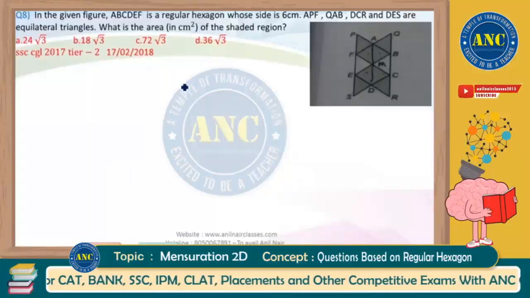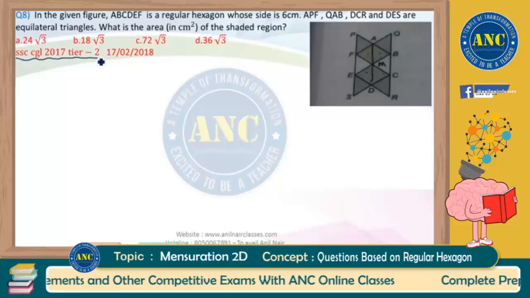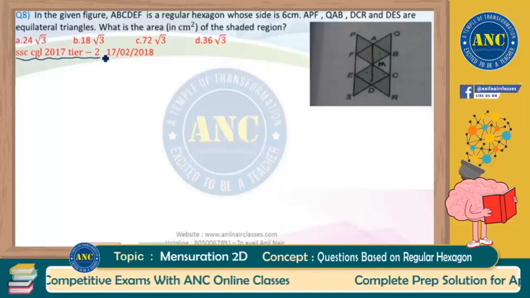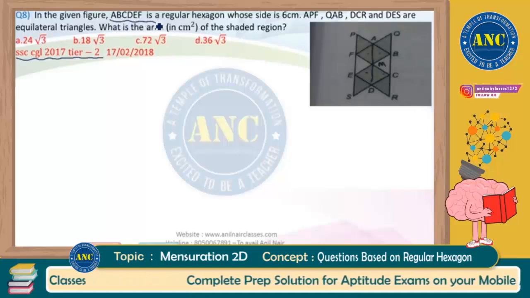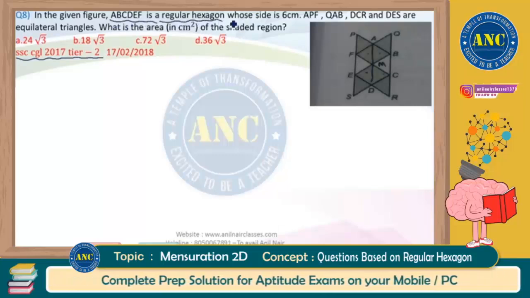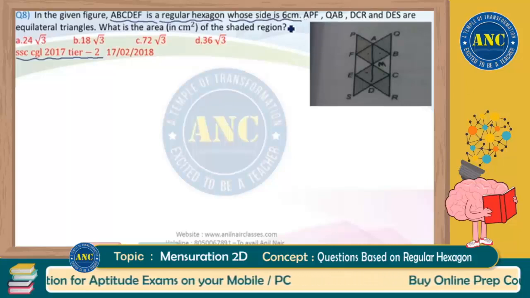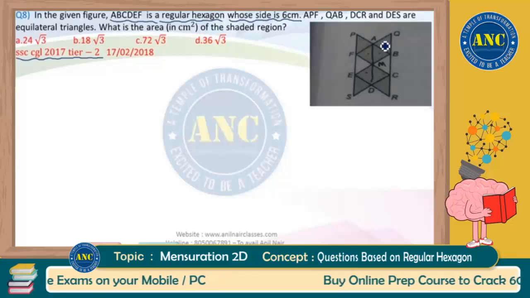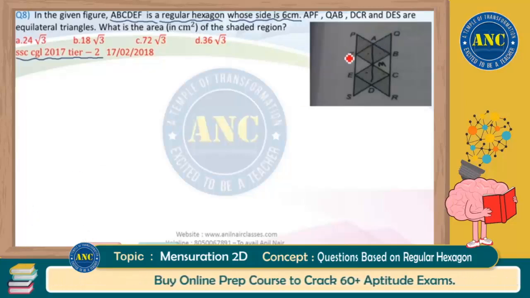Please see the next question, sir. Next question, again an SSC CGL Tier 2 2017 question: in the given figure, ABCDEF is a regular hexagon whose side is 6 centimeter. Now they have given it in the figure, but let me write it, in red color so that it will be highlighted.